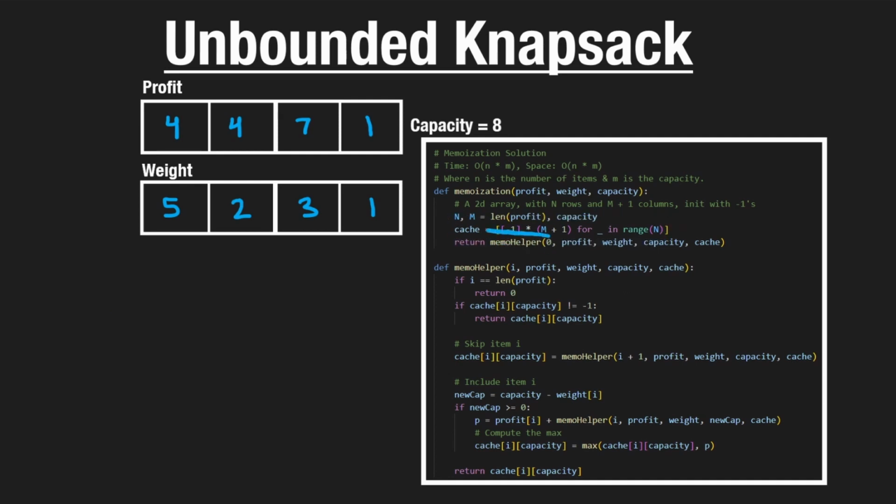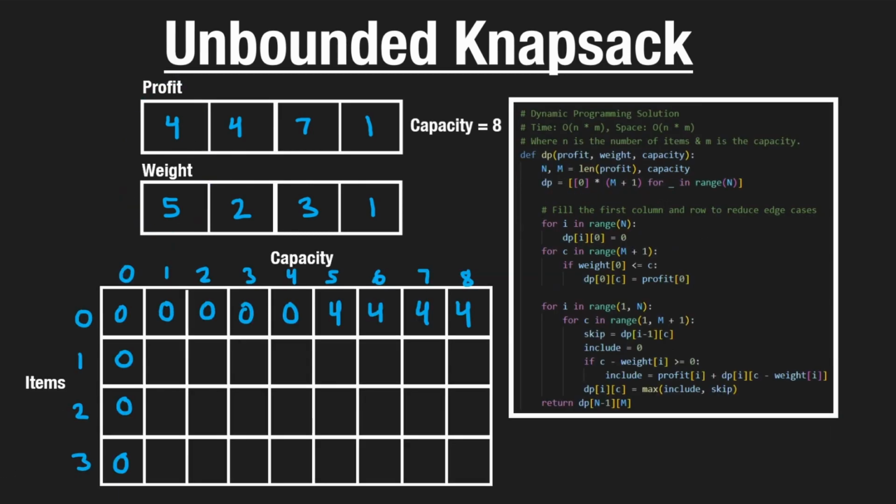But taking a look at this code, it's essentially exactly the same, where we do initialize that 2-dimensional grid. We have our recursive helper. We pass in 0 as the beginning index. We pass in the input arrays over here. We pass in the initial capacity, which is 8 for this problem. Also, we pass in the cache itself, the 2-dimensional grid. And once again, the only difference is going to be over here, where when we choose to include that item, instead of passing I plus 1, we just pass in I, because we know that we might be able to include this item multiple times.